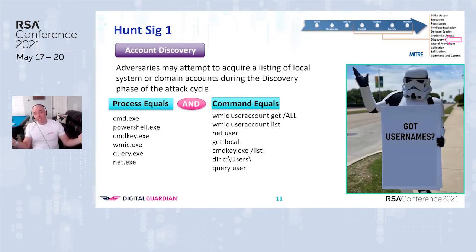Here's the hunting signature one. There's just a couple examples I'm going to go through. Account discovery is an awesome one, right? We talked a little bit about that. I showed you a quick example, but this is some additional things that you want to look for. So if the process equals cmd.exe, PowerShell.exe, command key, right, and the command equals any of those other things that you see below there, like net user, even that sneaky little command like doing a dir on the C users, we're watching you, bad guys. We're watching you. I think this is a fantastic rule.